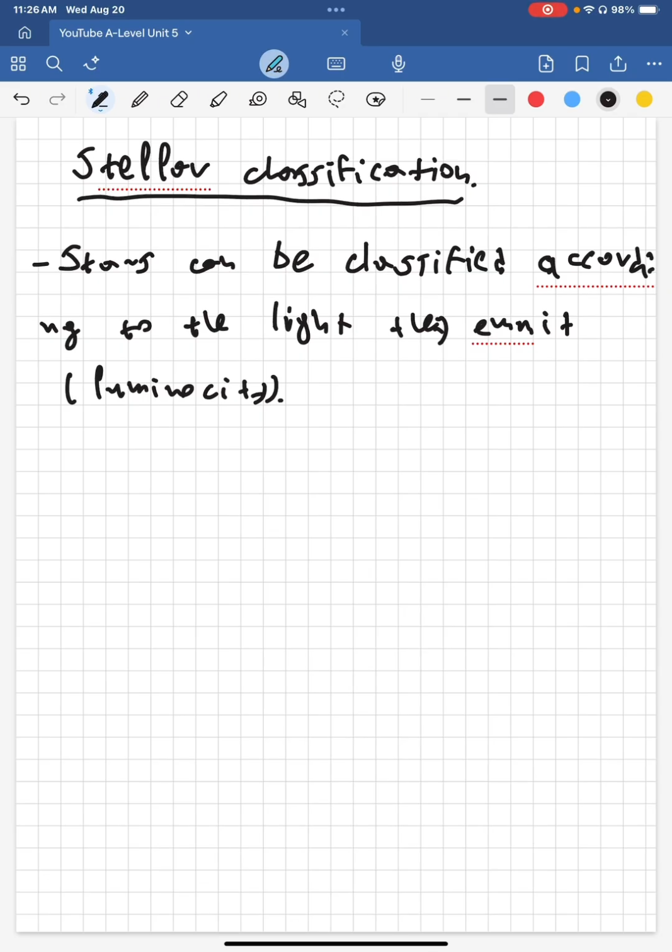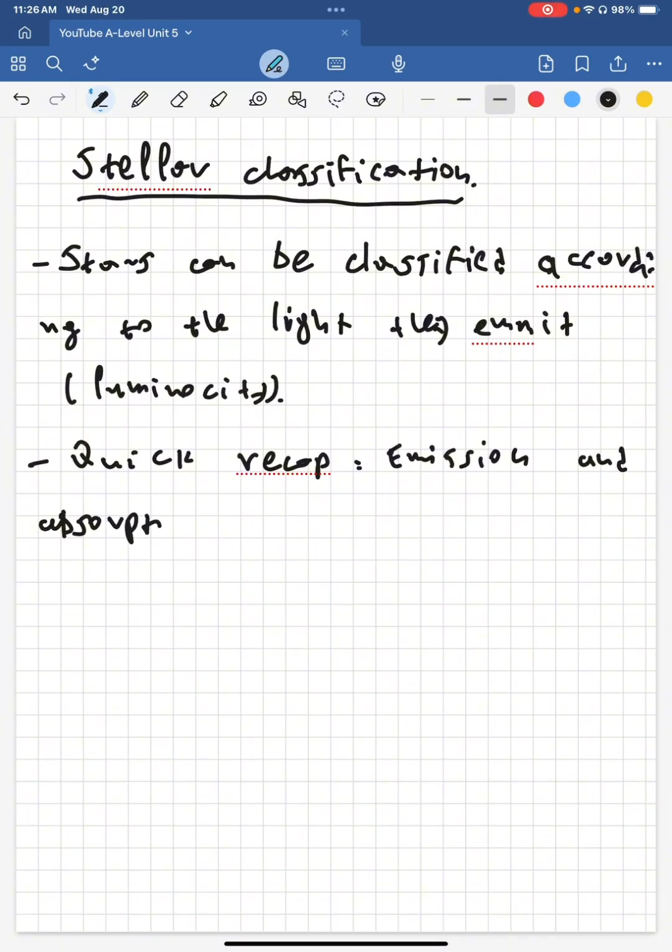So before we talk about the light they emit, I want to remind you about emission and absorption spectra, which are important to understand what's going on. So let's write this down as a quick recap. Emission and absorption spectra. All right, so let's start with emission spectra, okay?